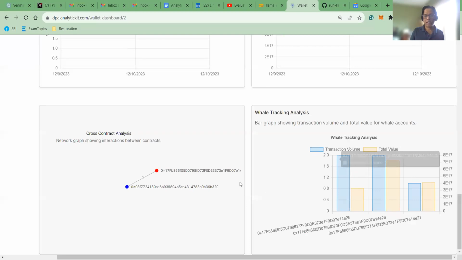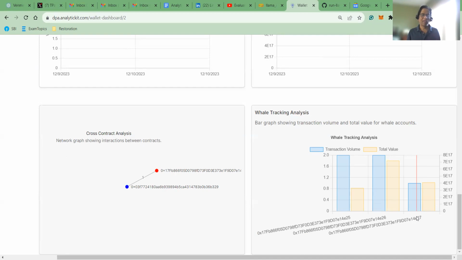And then the last one is the whale tracking analysis. This basically takes all the transaction volume that happened for the public addresses from the blockchain, and we display it. For each public address, we display the transaction volume and the total volume on this graph. We are storing all this information, and we are actively working on improving this graph. There is a lot of information that is still missing. We are adding more and more features on a regular basis.